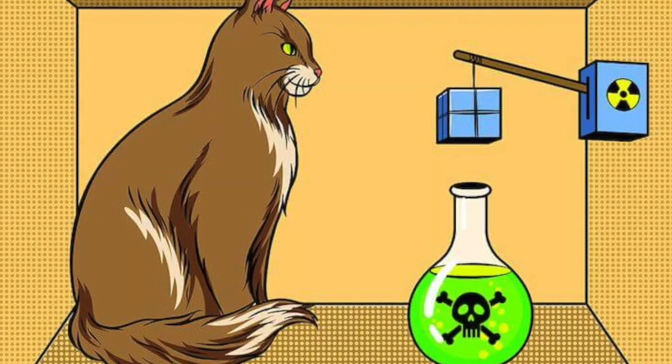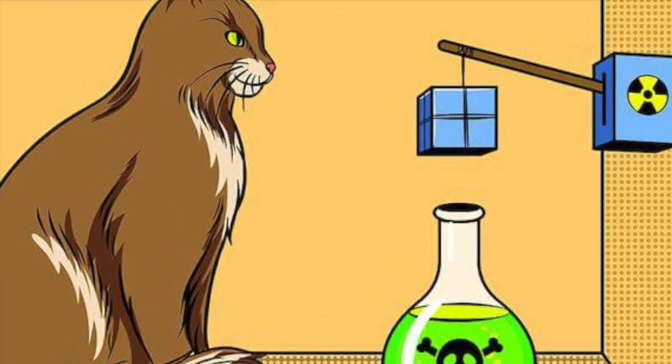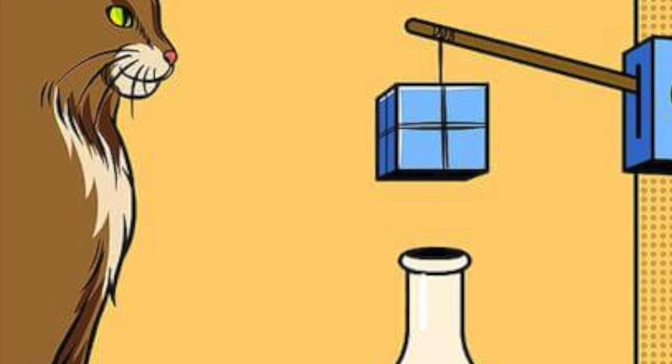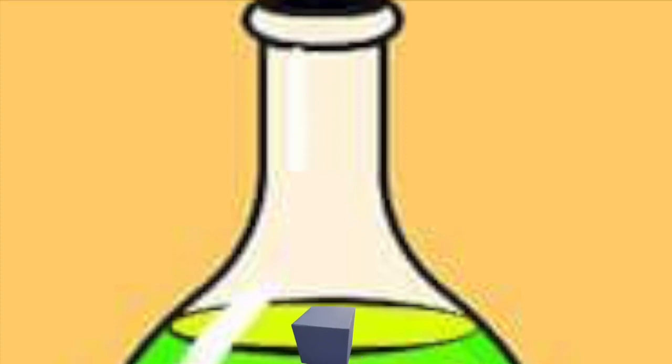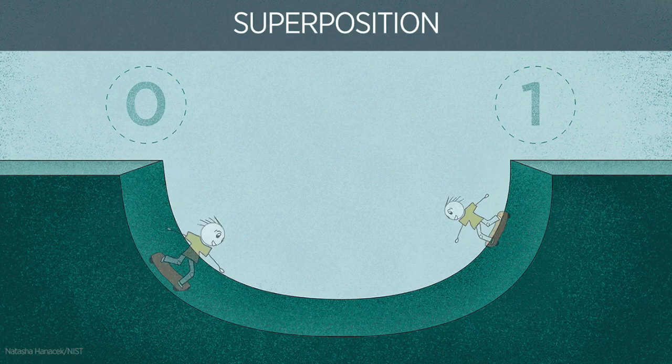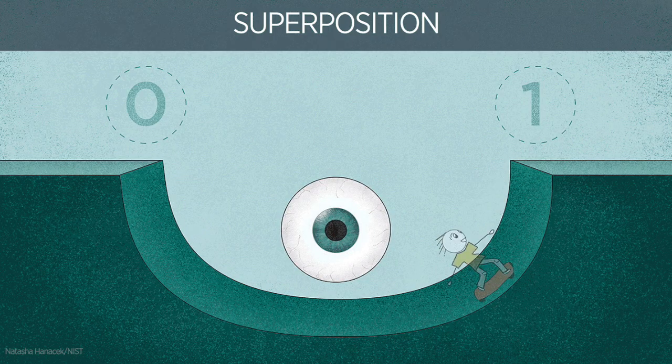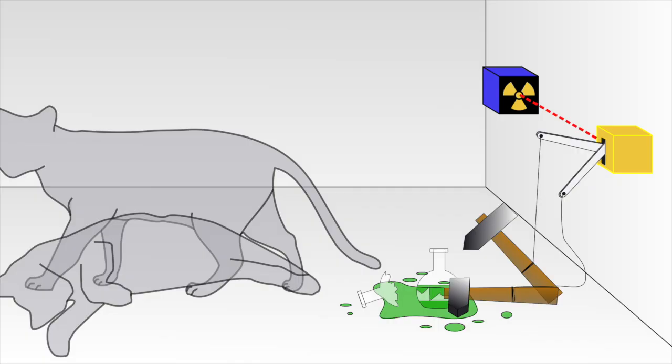In this famous thought experiment, we place a cat in a sealed box, along with a radioactive atom, a vial of poison, and a Geiger counter. If the atom decays, the Geiger counter triggers the release of poison, which would sadly result in the cat's demise. But here's the quantum twist: until we open the box and make an observation, according to quantum mechanics, the cat is in a superposition of being both alive and dead simultaneously.